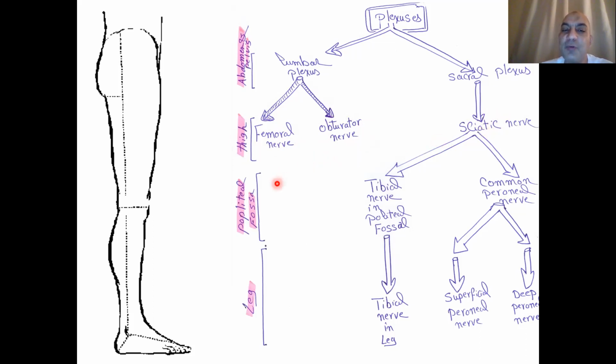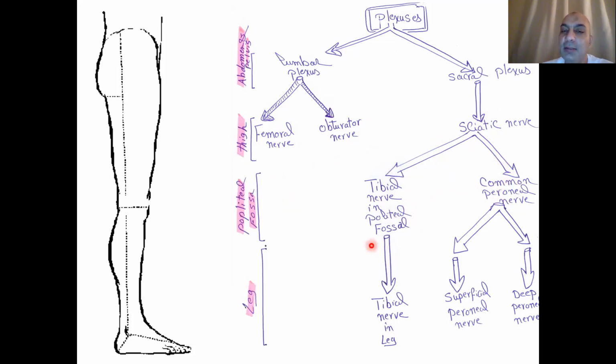In the popliteal fossa, the sciatic nerve is going to divide into two branches. They are named the tibial nerve in the popliteal fossa and the common peroneal nerve. So we have two nerves in the popliteal fossa.